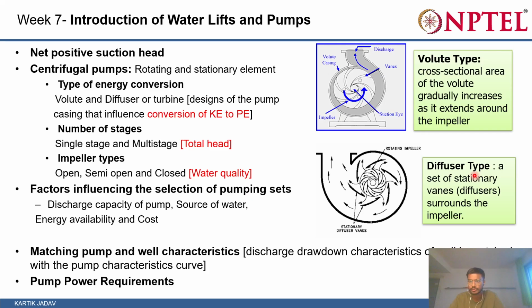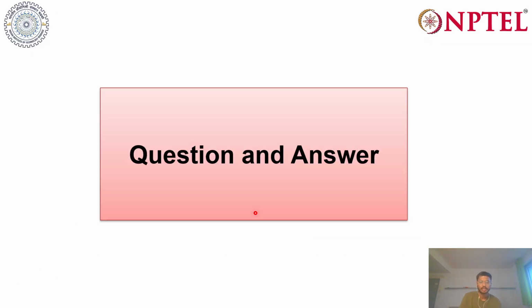While in case of diffuser type, it is a stationary vanes diffuser that surrounds the impeller. Then we have also talked about the valve characteristics and pump characteristics, so discharge drawdown characteristics and other things and pump power requirement.